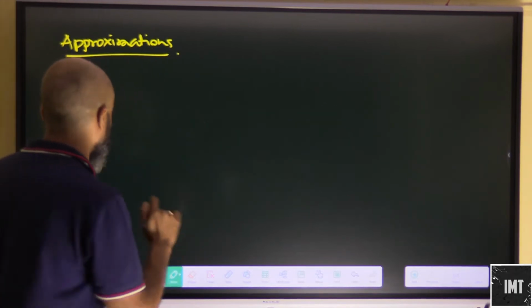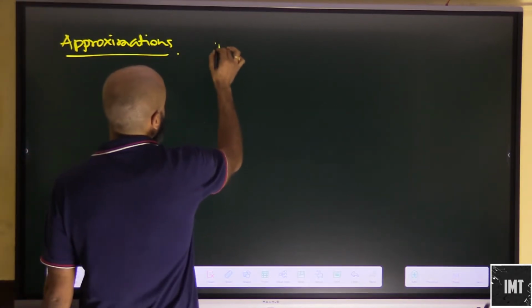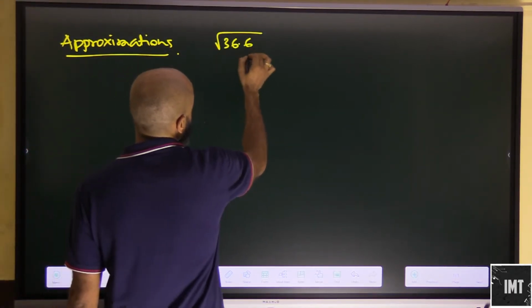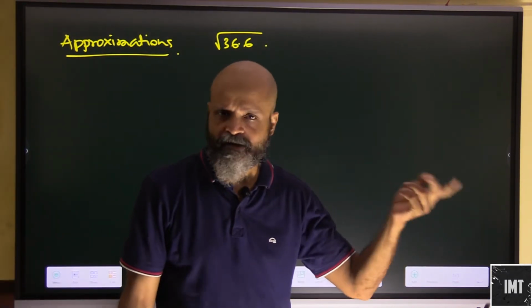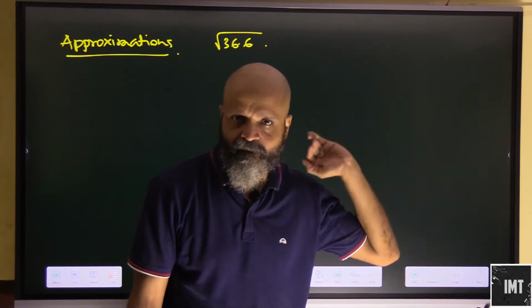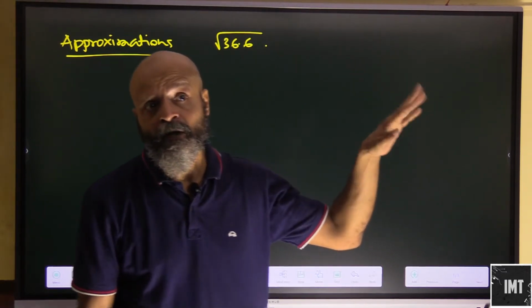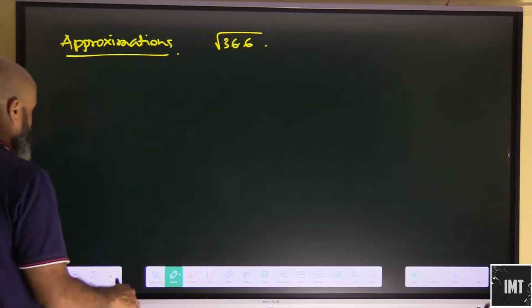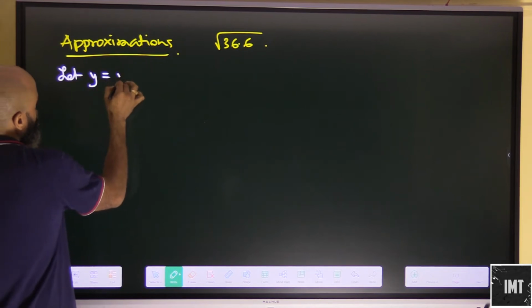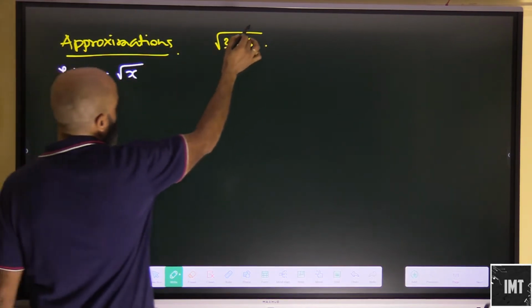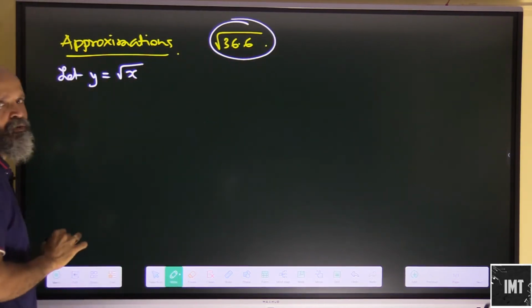Let's say we have a function here that is under root 36.6. How do we calculate this value? Under root 36.6, the usual method of calculation will be the actual method based on calculating the square root. But let's say here we assume that y is equal to under root x.